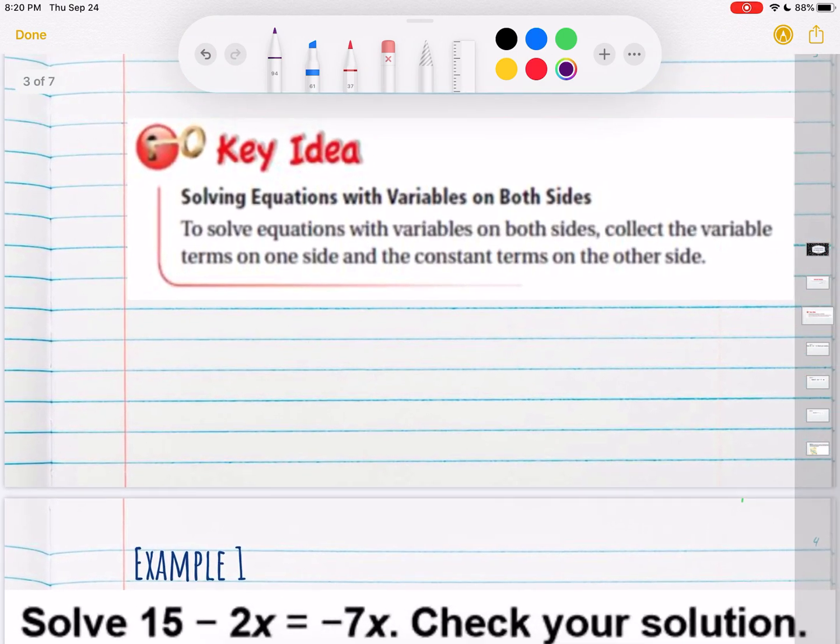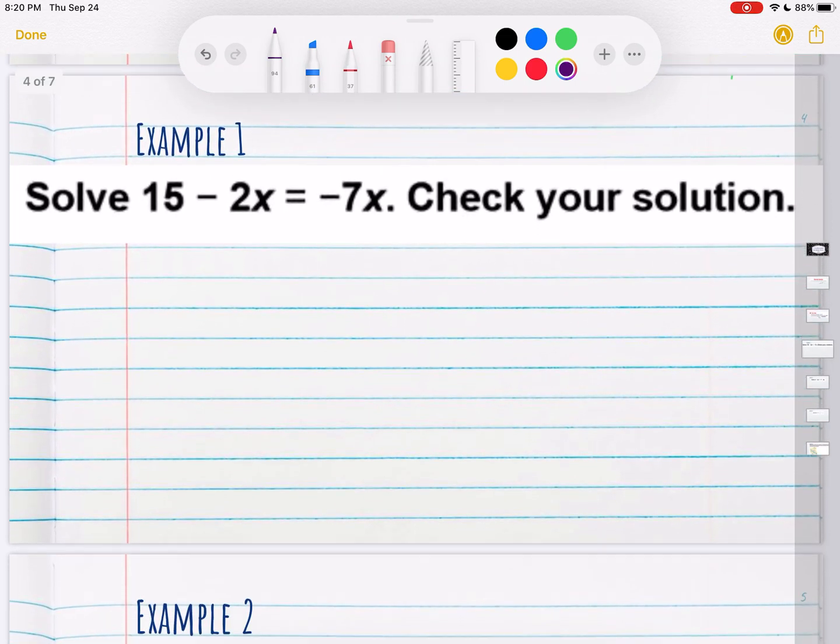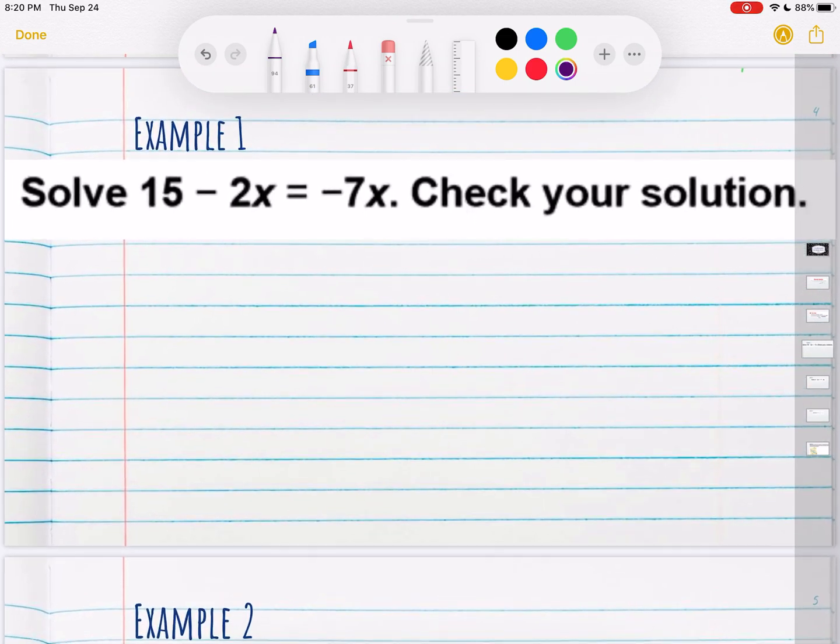And how do we do this? Well, we're going to collect the variable terms on one side and the constant terms on the other. Now remember, constant terms, those are just our plain old numbers, so no variables. So let's try this out. Solve 15 minus 2x equals negative 7x and check your solution.